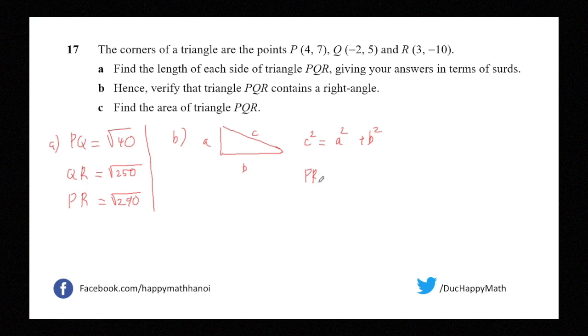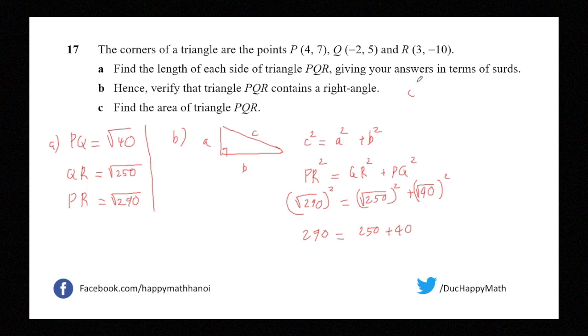that PR square equals QR square plus PQ square. So 290 square will be equal to 215 square plus the square root of the 40 square. They are equal. It means this triangle has to be a right triangle.